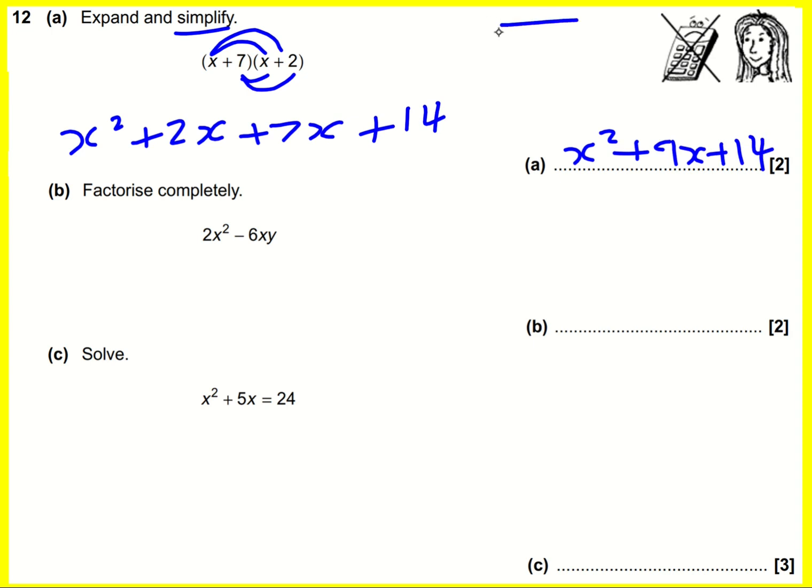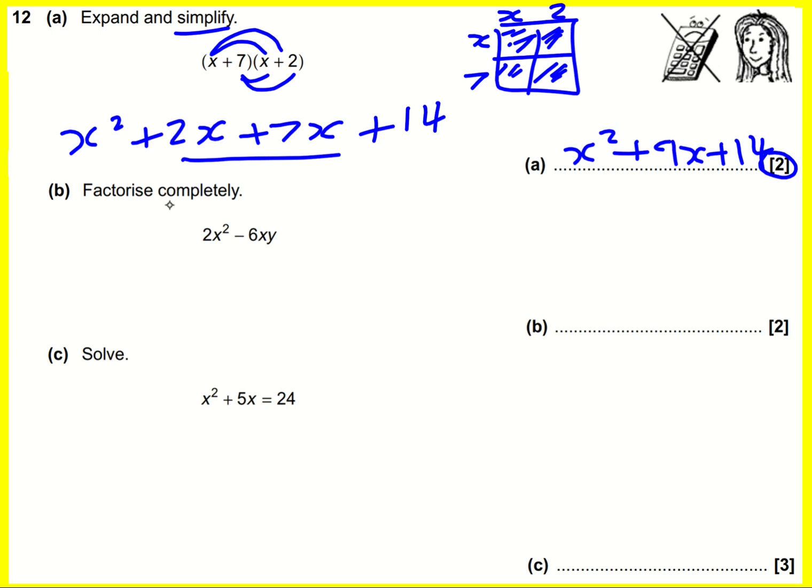Very quickly, why does it work like this? Well, it's like I've got an area. I've got x here, 2 here, x here, 7 here. I've divided it up. I'm trying to find the area of this whole square. So I need my x squared, my 2x, my 7x, and my 14. I can only combine like terms, which is why I combined the x's, but not anything else.